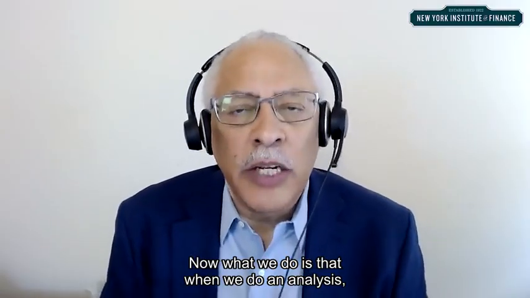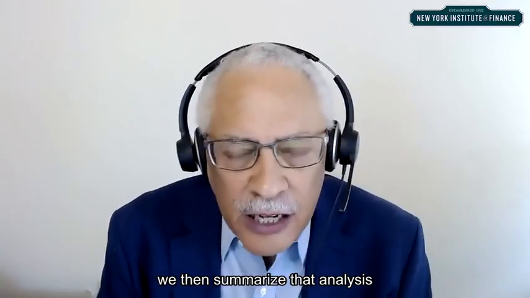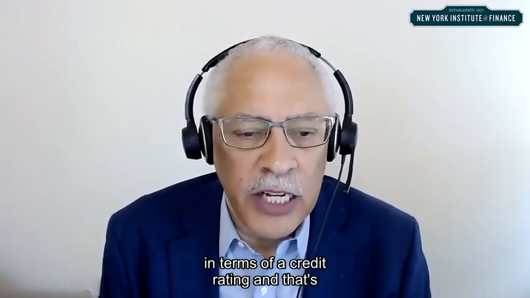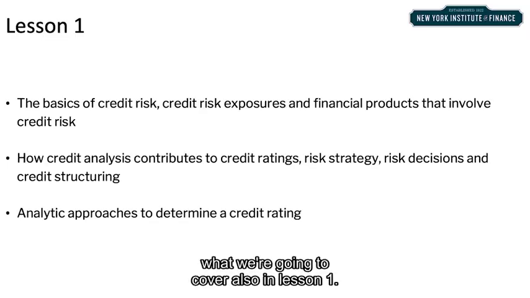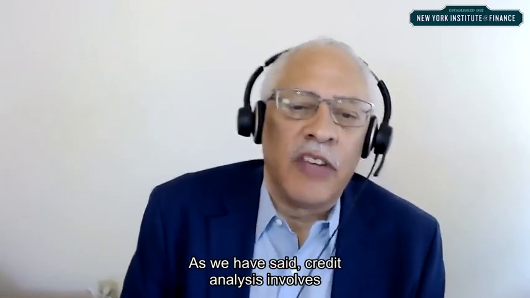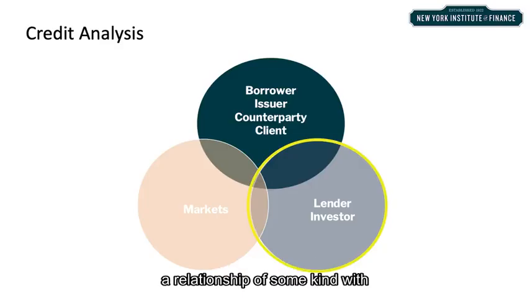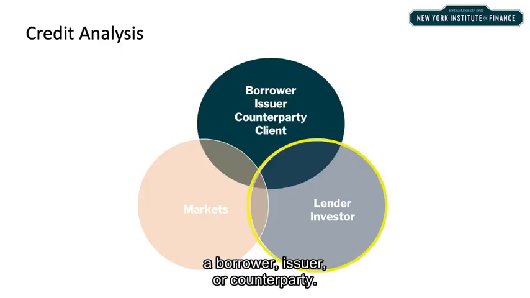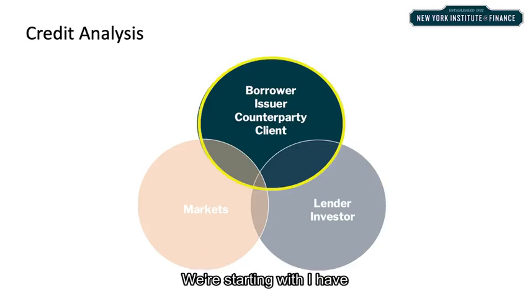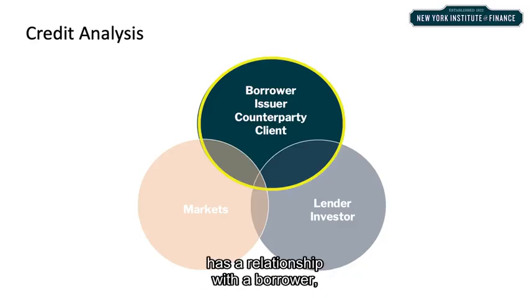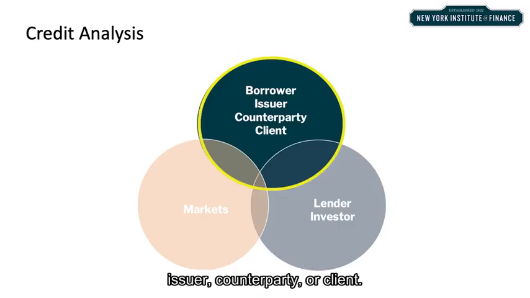Now, what we do is that when we do an analysis, we then summarize that analysis in terms of a credit rating. And that's what we're going to cover also in lesson 1. So as we had said, credit analysis involves a lender and an investor that has a relationship of some kind with a borrower, issuer, or counterparty. So we're starting with a lender, and that lender has a relationship with a borrower, issuer, counterparty, or client. So it involves two parties.